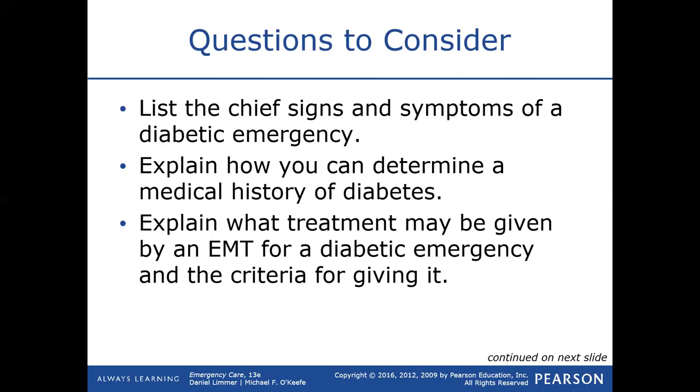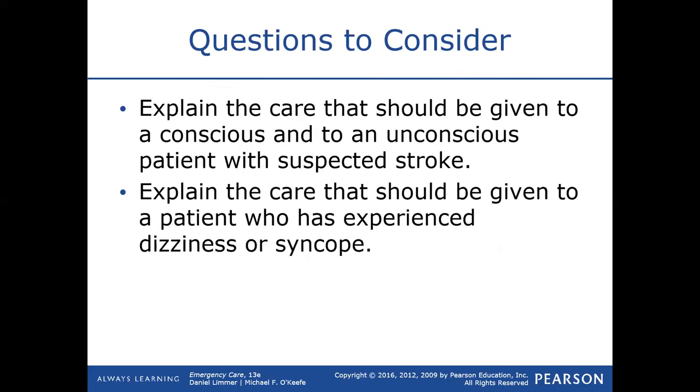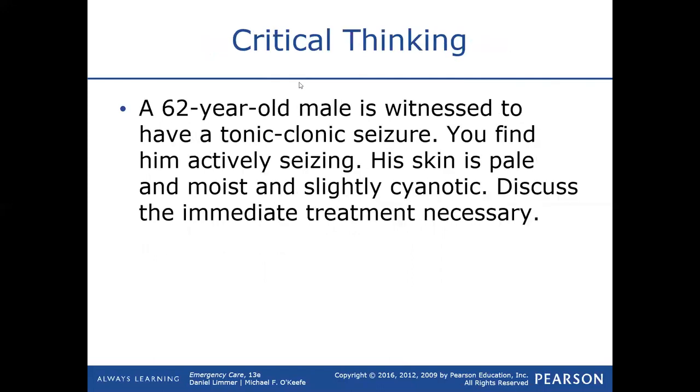Explain how you can determine a medical history of diabetes. Explain what treatment may be given by an EMT for a diabetic emergency and the criteria for giving it. Explain the care that should be given to a conscious and to an unconscious patient with a suspected stroke. So what's the difference between a conscious and unconscious patient as far as managing their stroke? Explain the care that should be given to a patient who has experienced dizziness or syncope.